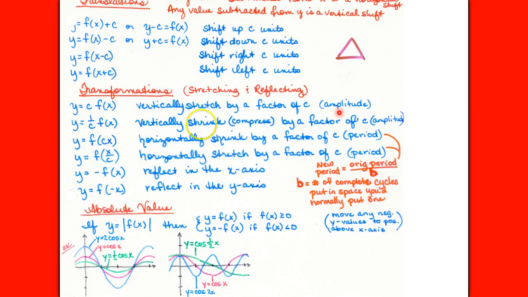If you have a vertical shrink, that's the same thing as a compression. So a vertical shrink by a factor of c. So if you have 1 over c, that's a shrink by a factor of c.